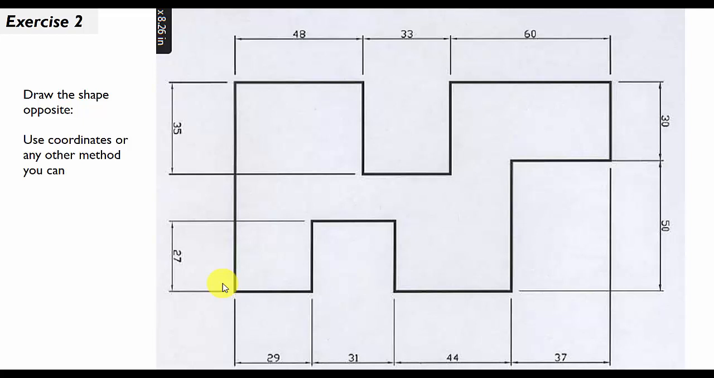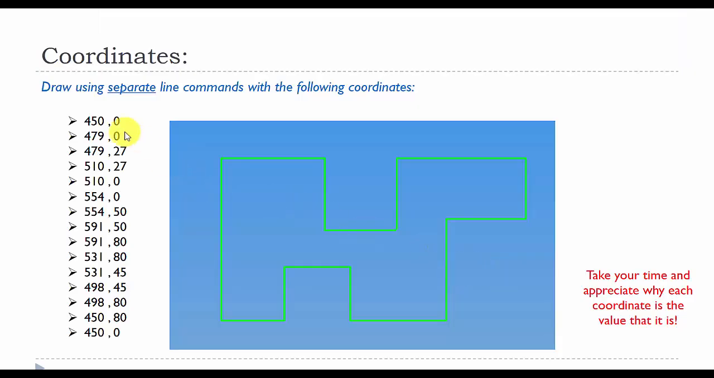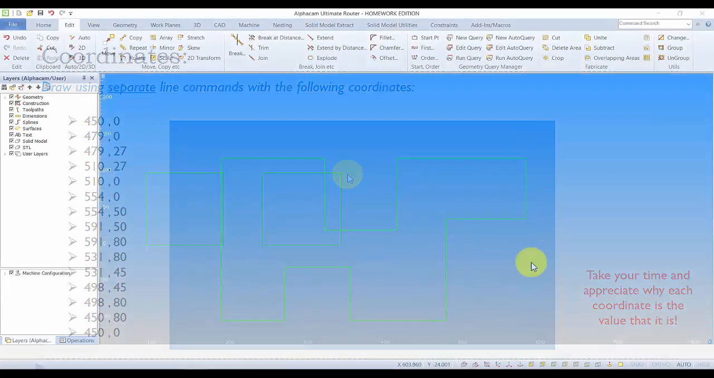I don't necessarily want you to copy these next coordinates unless you have to. They are the coordinates required to draw this shape from start to finish, starting at this corner, but it's more important that you appreciate where the coordinates come from. I certainly don't want everybody to just copy the coordinates and type them in. They're there for help only. So let's draw it using the coordinates, explaining them as we go.